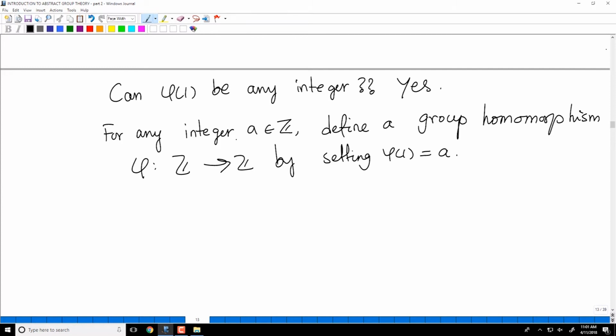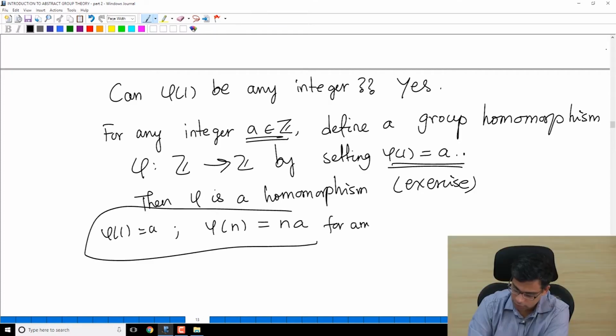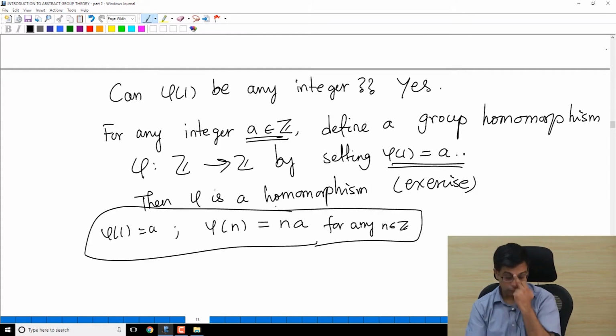So then phi is a homomorphism. This is what I am claiming. This is the exercise that we have done. No matter what a is, I can declare phi of 1 to be a, and once phi of 1 is a, phi of n will automatically be na, right? So for any n. So this is the homomorphism that's determined by a.